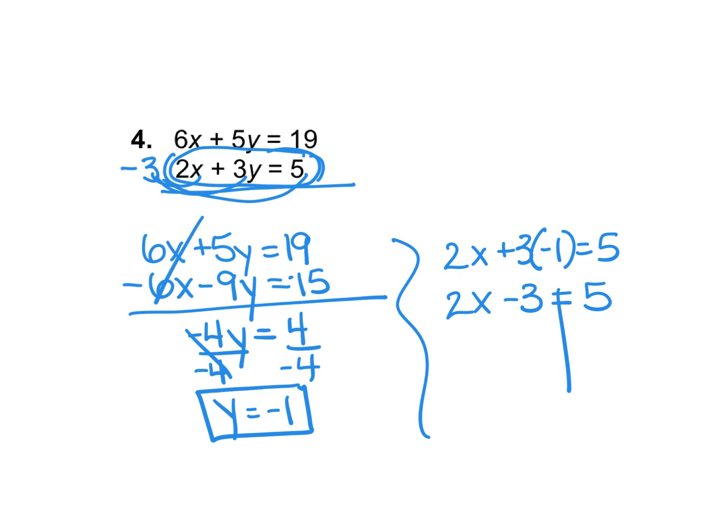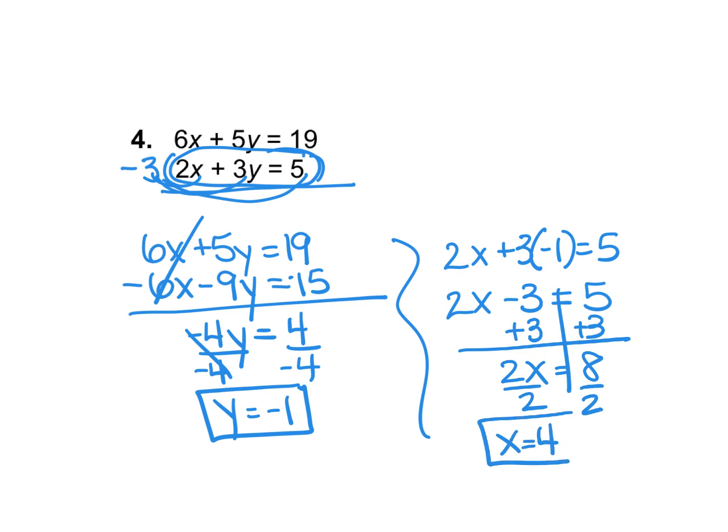So now I'm just isolating the variable by adding the 3. And we have 2x is equal to 8. And then we'll divide by 2, and x is equal to 4. All right, so the solution to this system is the coordinate, and the place where it will be crossing on the graph is at (4, -1).